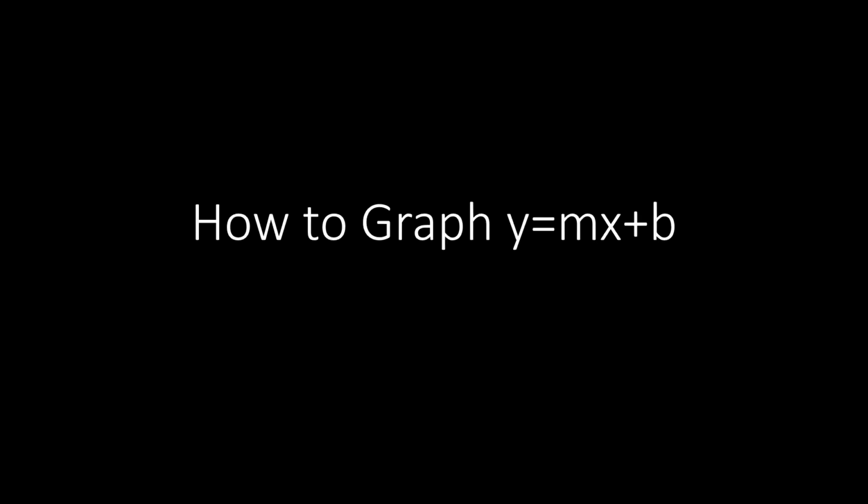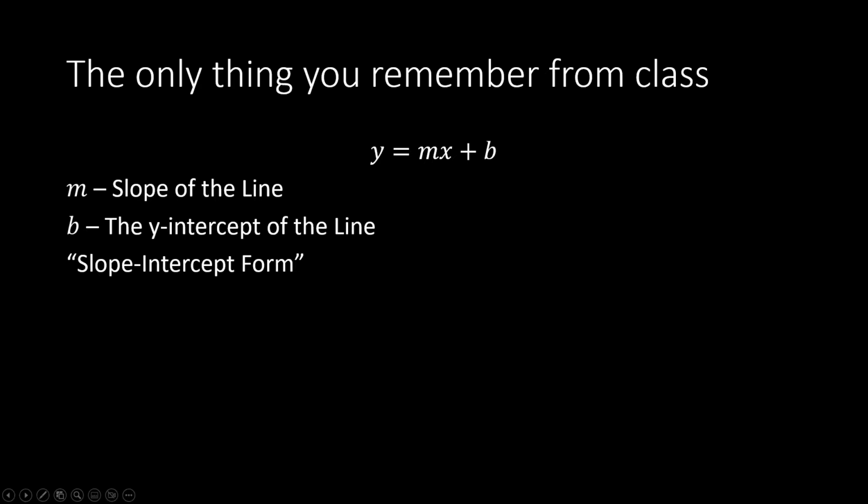Today we are doing how to graph y equals mx plus b, which is this random equation. I'm sure you remember that m represents the slope of the line, and b represents the y-intercept of the line. And y-intercept is like where it intersects the y-axis, if that wasn't obvious already. And no one cares, but this is called slope-intercept form.